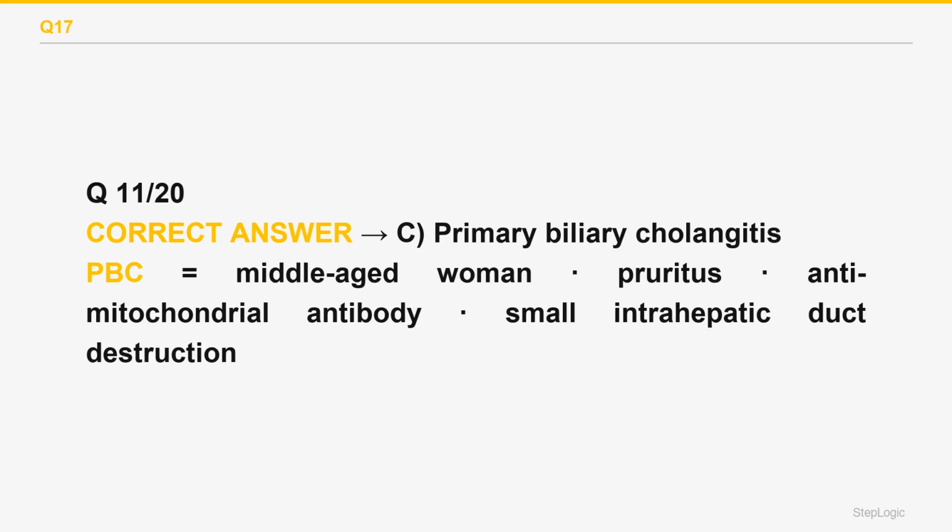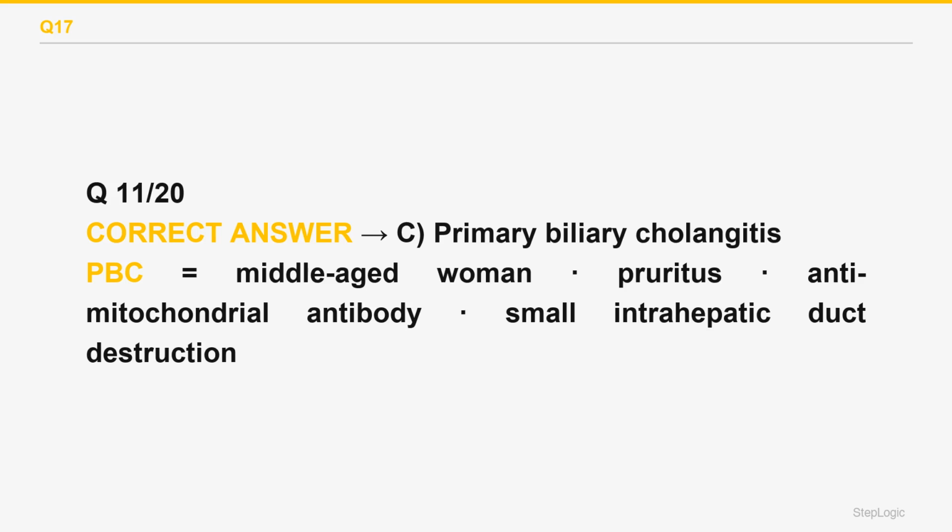Choice D. PSC affects both intra and extrahepatic ducts, causing a beaded appearance on imaging, is associated with ulcerative colitis and p-ANCA, not AMA, and is more common in men. So PBC is anti-mitochondrial antibody, small intrahepatic ducts, middle-aged women. PSC is p-ANCA, large duct beading, ulcerative colitis, men.